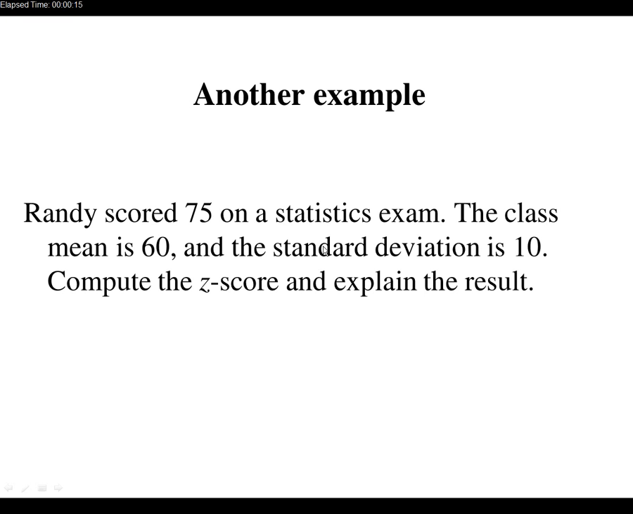Let's say Randy scored 75 on a statistics exam. The class mean is 60 and the standard deviation is 10. All right, so let's compute the z-score and explain the result.